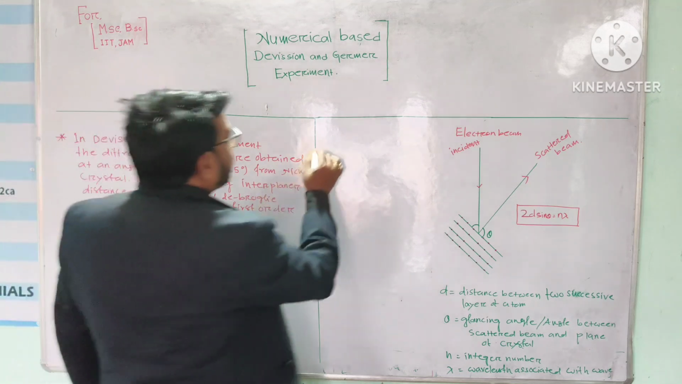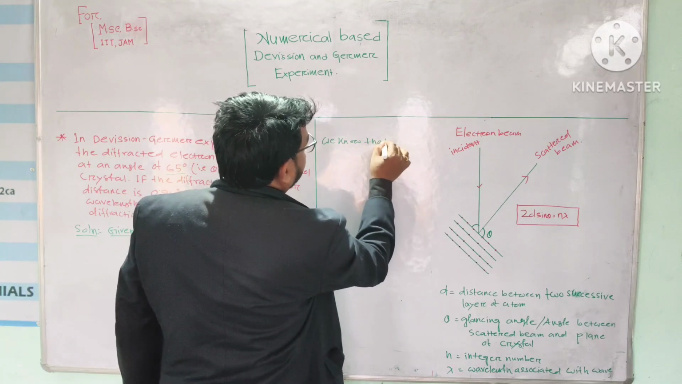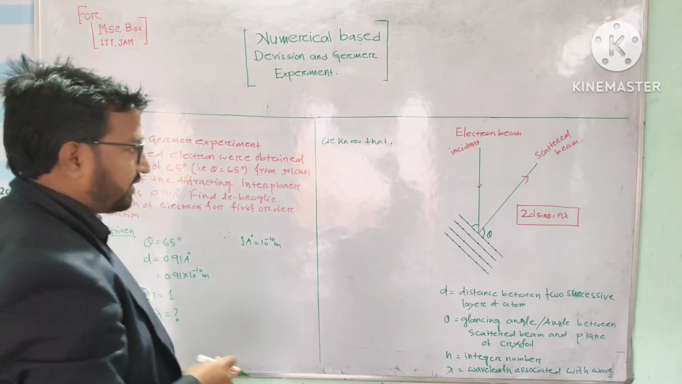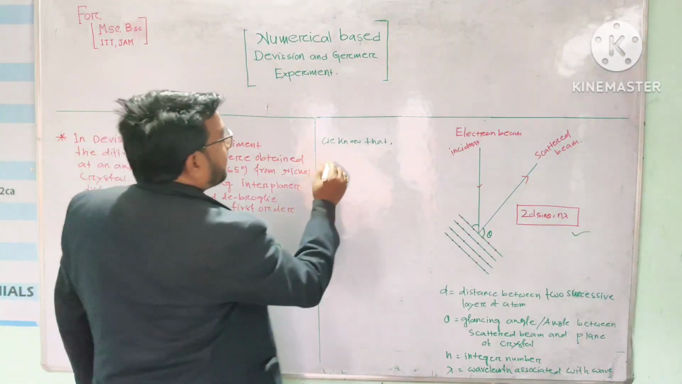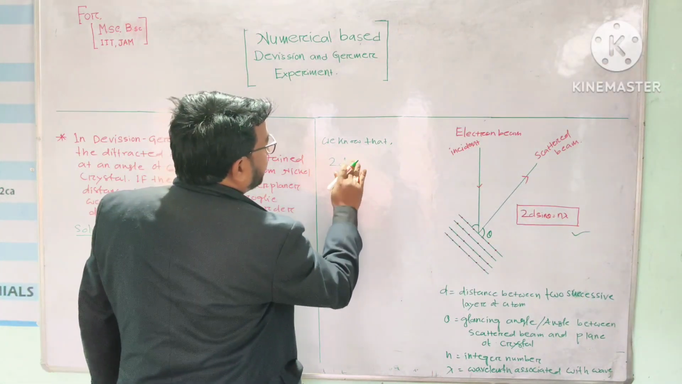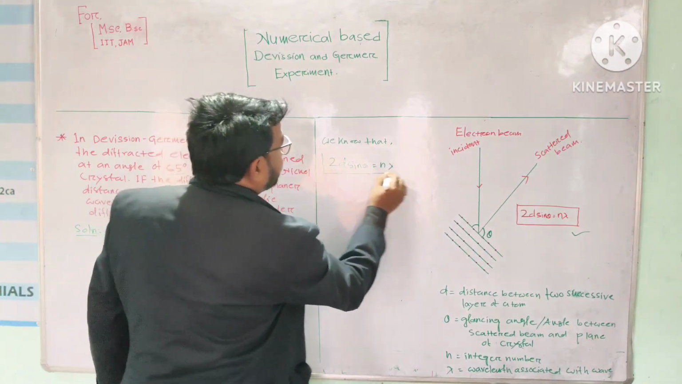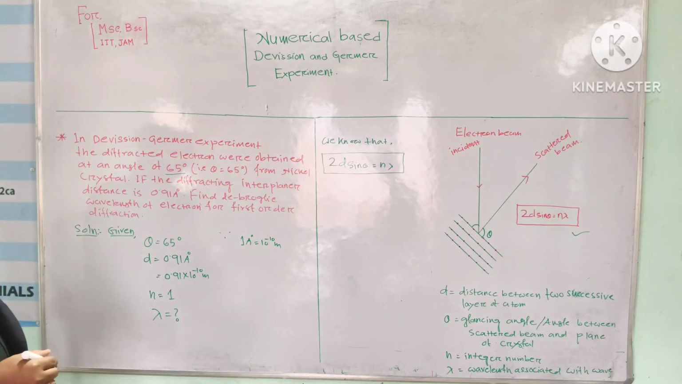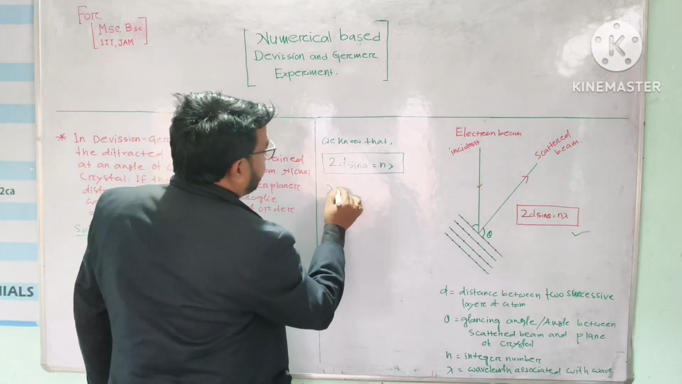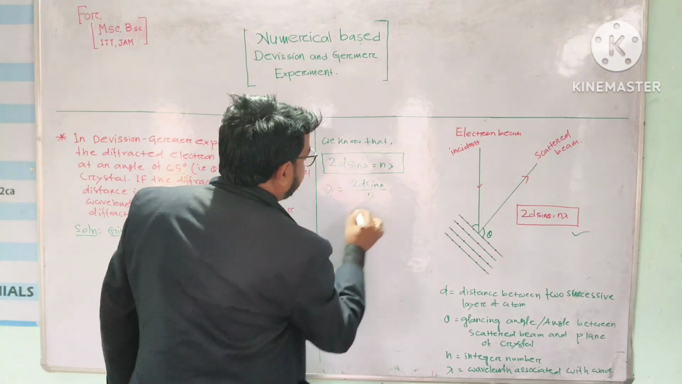Now we know that by using Bragg's law, from Bragg's law we can say that 2d sin theta equals n lambda. Okay, this is called Bragg's law or Bragg's equation. 2d sin theta equals n lambda, and lambda equals 2d sin theta divided by n.